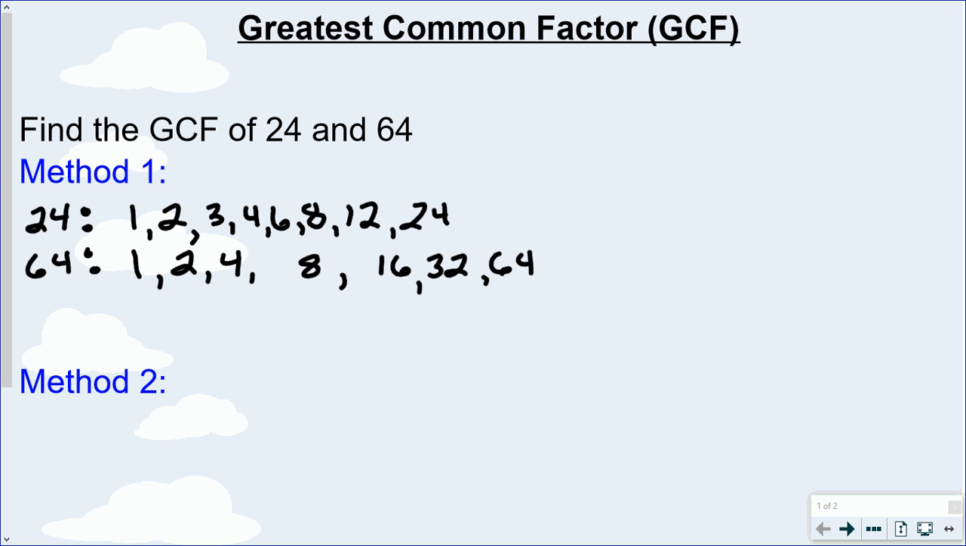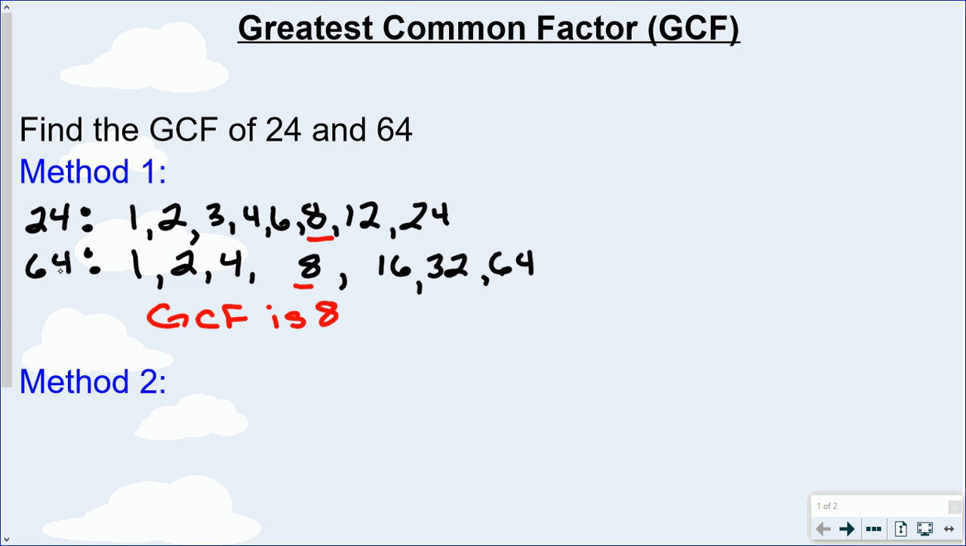So what we're looking for is the greatest one, the largest one they have in common. So if we look at these, the greatest common factor would be 8. So the GCF is 8. That would be the largest number that you could divide each of these by.